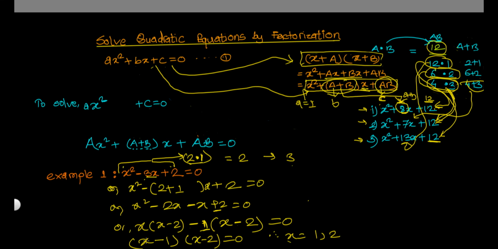So we have (x minus 1)(x minus 2) equals 0. Either x minus 1 equals 0, which gives x equal to 1, or x minus 2 equals 0, which gives x equal to 2. This is how we solve a quadratic equation using factorization.